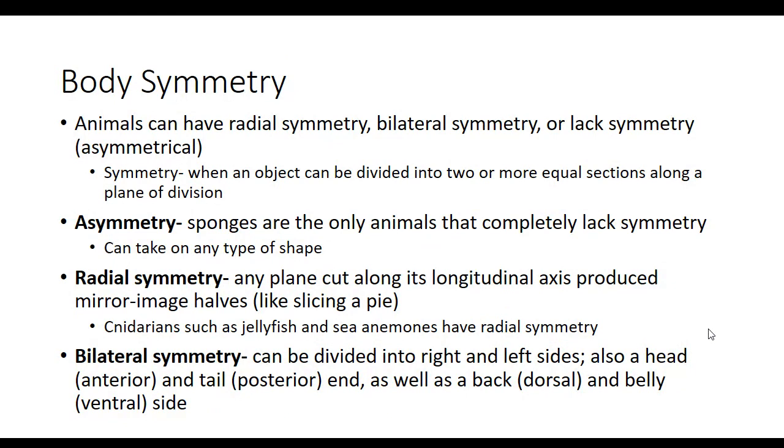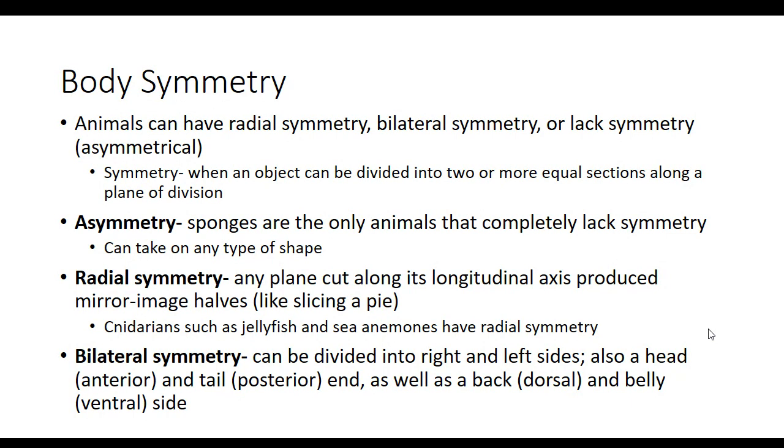So the cnidarians, sea anemones have this, and even the starfishes. Starfish has a type of symmetry, so it's kind of the same in all 5 directions from this central axis, but it's not true radial symmetry.